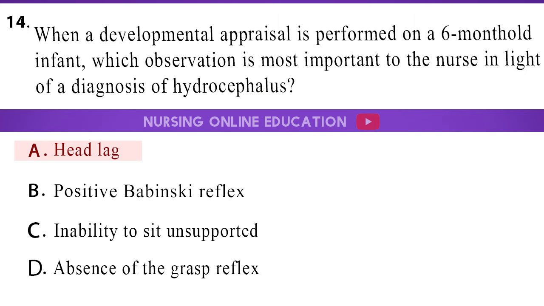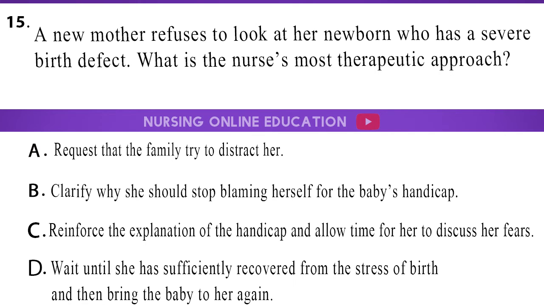The answer is option A, head lag. 15. A new mother refuses to look at her newborn who has a severe birth defect. What is the nurse's most therapeutic approach? A. Request that the family try to distract her. B. Clarify why she should stop blaming herself for the baby's handicap. C. Reinforce the explanation of the handicap and allow time for her to discuss her fears. D. Wait until she has sufficiently recovered from the stress of birth and then bring the baby to her again.